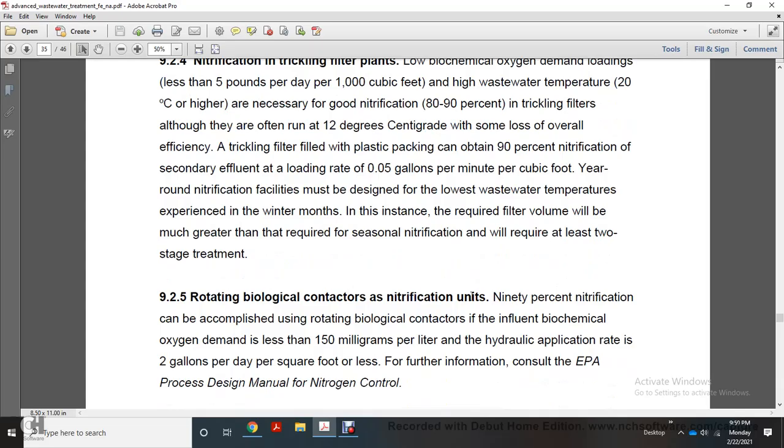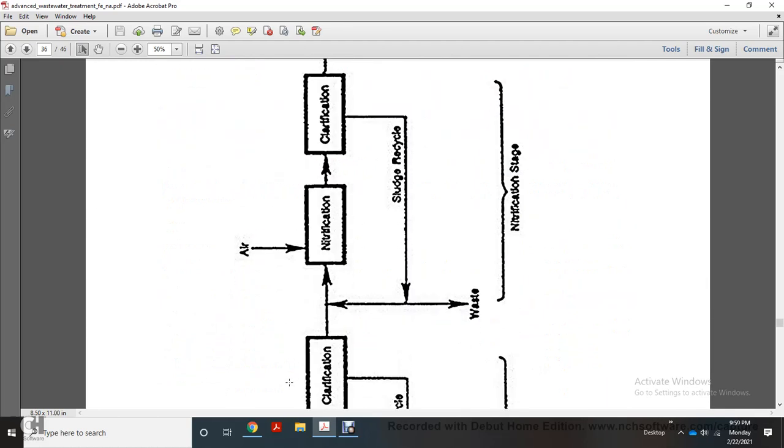Rotating biological contactor of the nitrification unit. 90% of the nitrification can be accomplished by it. The rotating biological contactor can handle effluent biochemical oxygen demand of less than 150 milligrams per liter. Hydraulic application rate is 2 gallons per day per square foot or less. For further information, consult the EPA process design manual for nitrogen control.